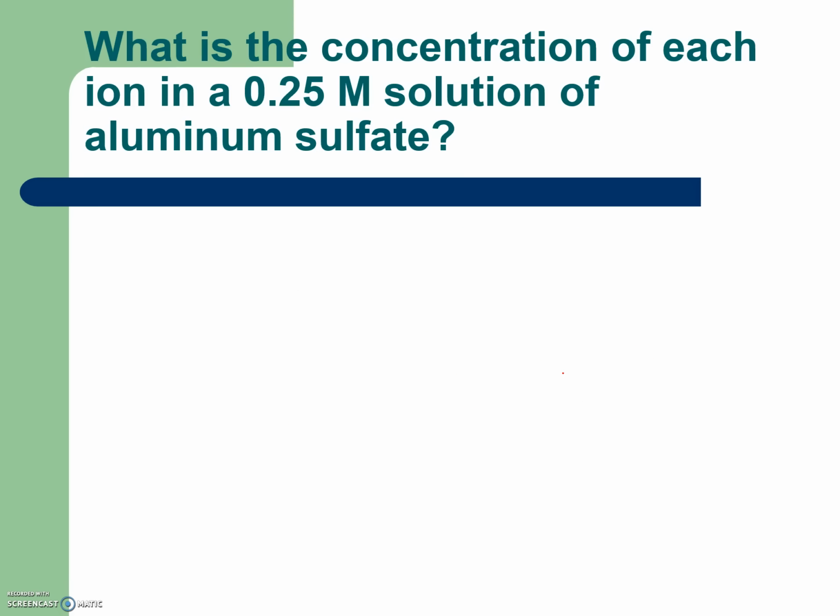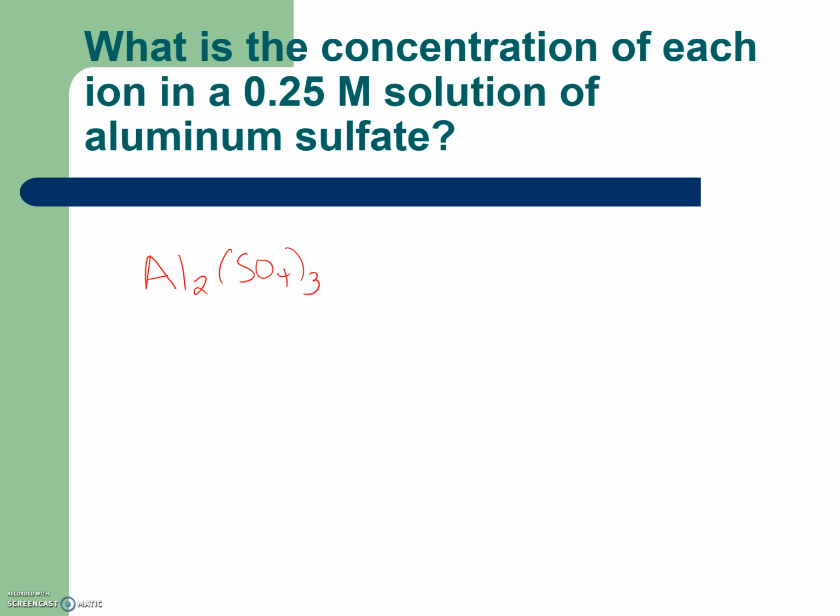Let's take a look at another one. What is the concentration of each ion in a 0.25 molar solution of aluminum sulfate? Well, the first thing that you have to do is you have to be able to write the formula for aluminum sulfate. So let's go ahead and see if you can do that. So pause the video for a second and see if you can. Okay, did you get Al2(SO4)3? If you did, then you're in good shape, because you're going to have to write formulas in this unit again. We're never going to let go of that.